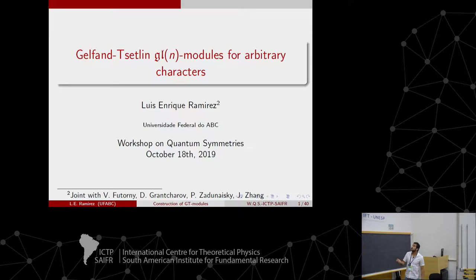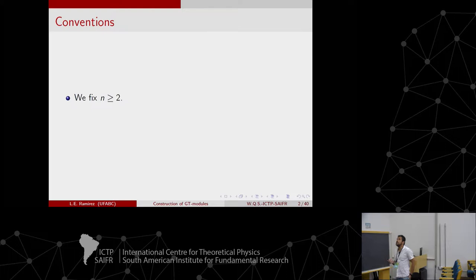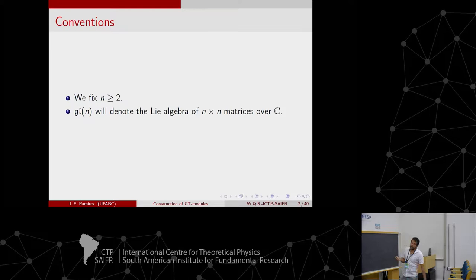Okay, so I will start with some conventions. I will fix some n greater or equal to 2. By GLn, I will mean the complex matrices of size n by n. This talk will be about representations of GLn. But in the title, I mentioned Gelfand-Tsetlin models. So the first thing I will define is what a Gelfand-Tsetlin model is.